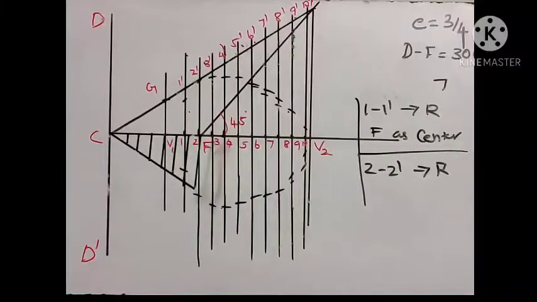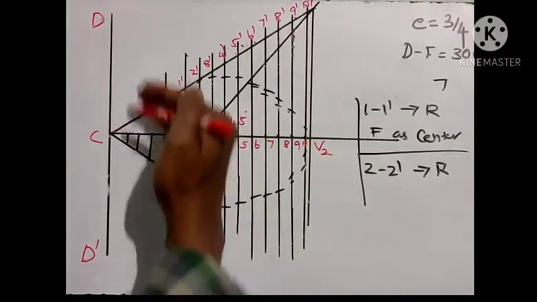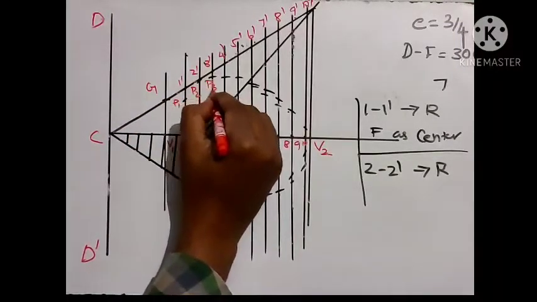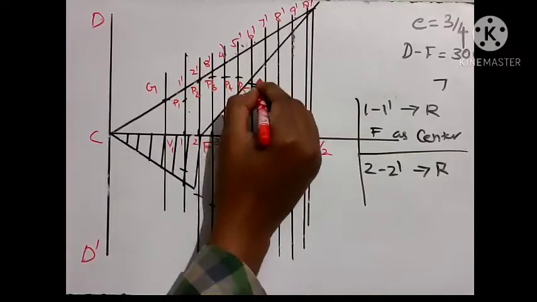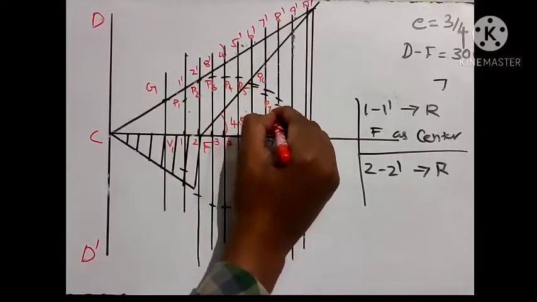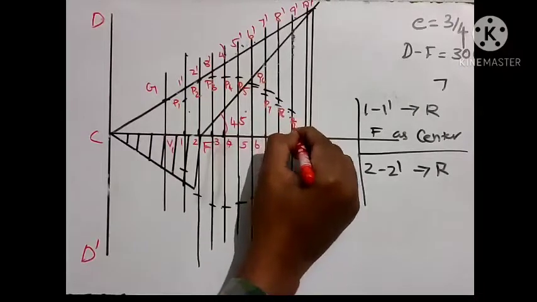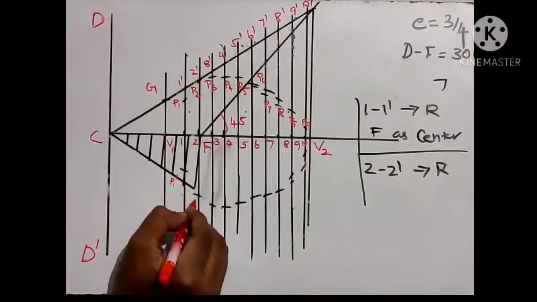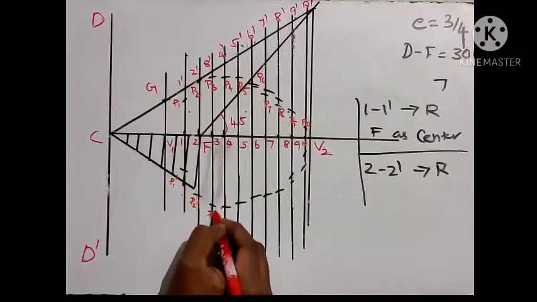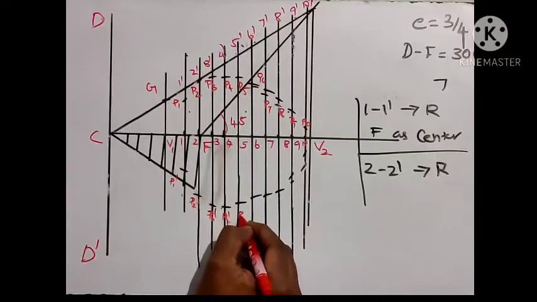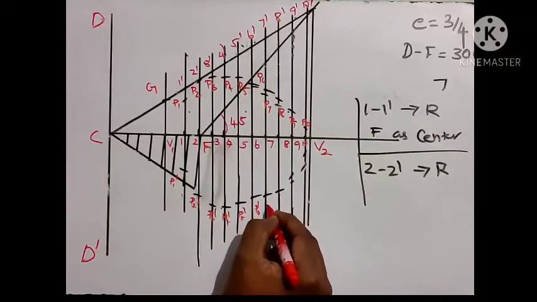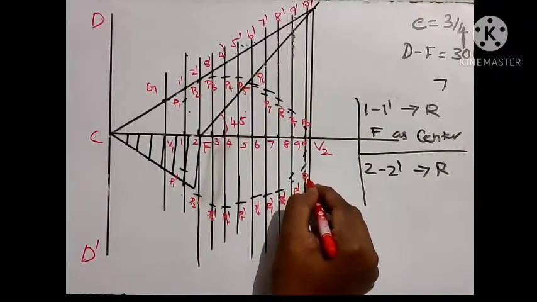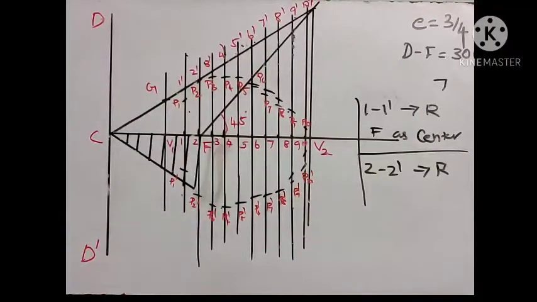I'm going to name those points, above the axis, as P1, P2, P3, P4, P5, P6, P7, P8, P9 and P10. And below, P1 dash, P2 dash, P3 dash, P4 dash, P5 dash, P6 dash, P7 dash, P8 dash, P9 dash and P10 dash. I did it on both the sides of the axis.